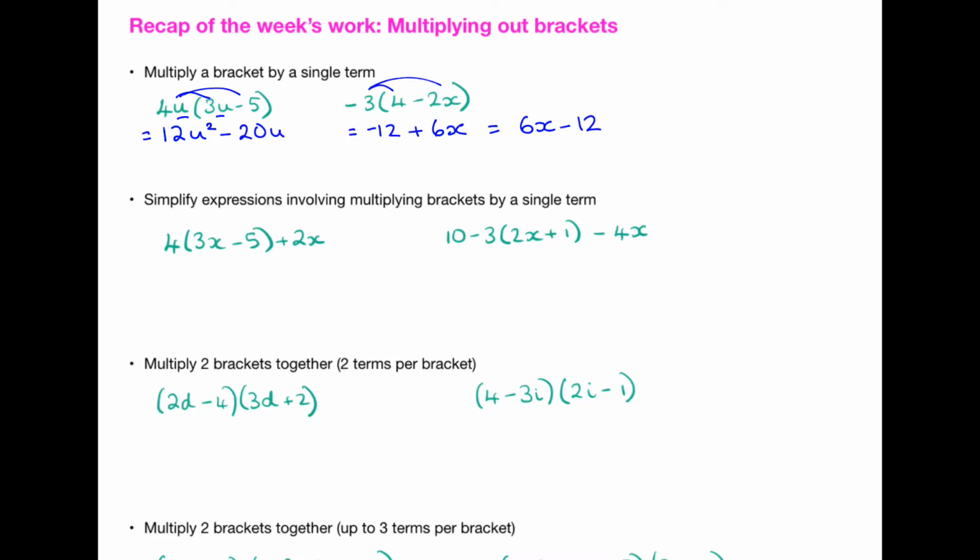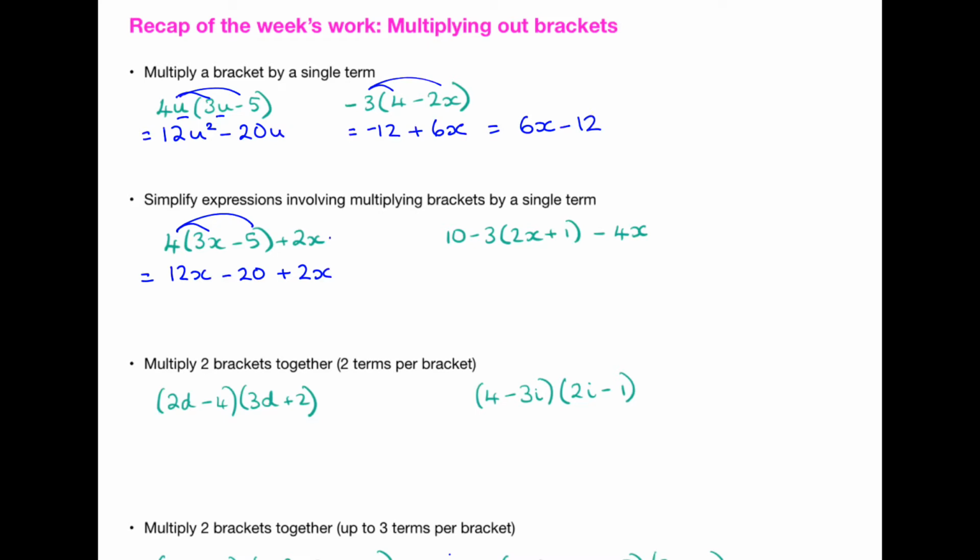Okay, next bit now. Simplify expressions involving multiplying brackets by a single term. So this was what we went on to after we'd learnt how to do this. So we're just basically multiplying out, and then we've got other bits and pieces to simplify. So we've got 4 times 3x is 12x. 4 times negative 5 is negative 20. And then we've got a plus 2x on the end.